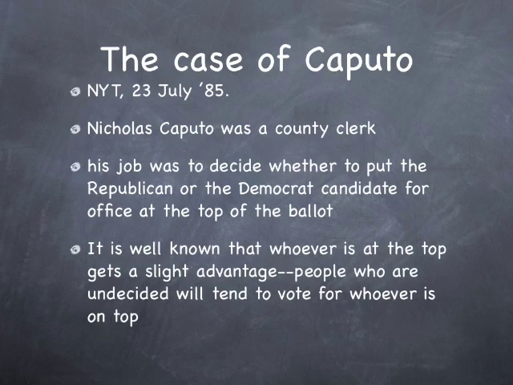Reported in the New York Times, Nicholas Caputo was a county clerk. One of the things a county clerk does is put together the ballots for elections. I'm sure you remember the swinging chads and the butterfly ballots and all this other stuff. Putting together ballots is more difficult than it looks. His job was basically to decide whether to put the Republican or the Democrat candidate for office on the top of the ballot. It is well known that whoever is at the top of the ballot gets a slight advantage. People who are undecided will tend to vote in favor of whoever is on top.